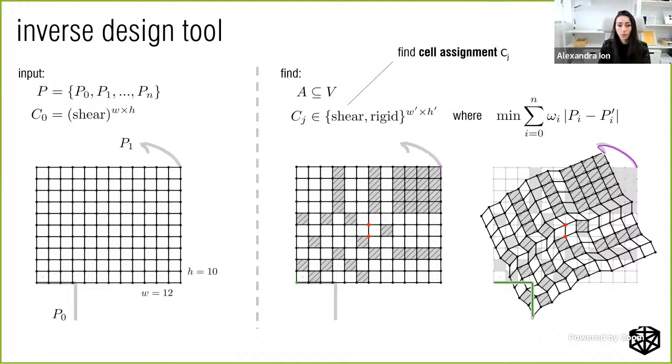And we implemented that into an inverse design tool. So essentially, the user defines the target paths, and then we look at finding the cell placement. So where do these rigid and active cells go, such that we minimize the error between the user-defined target path and what our material is achieving right now.